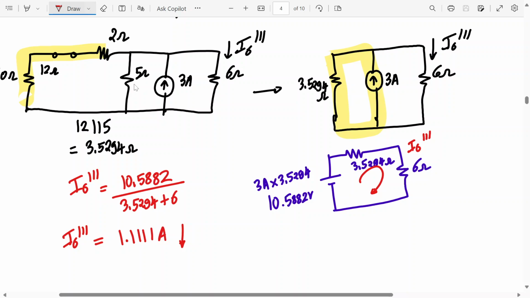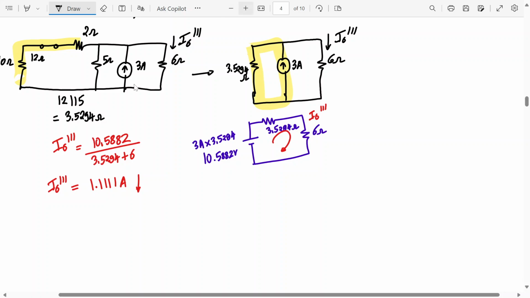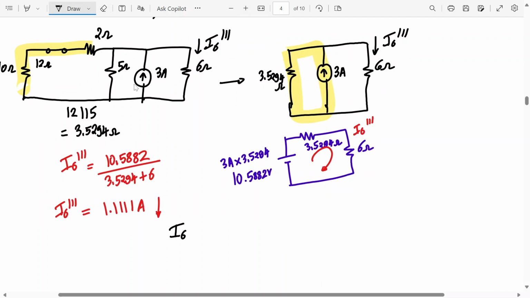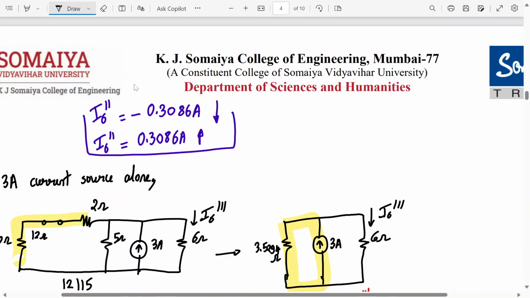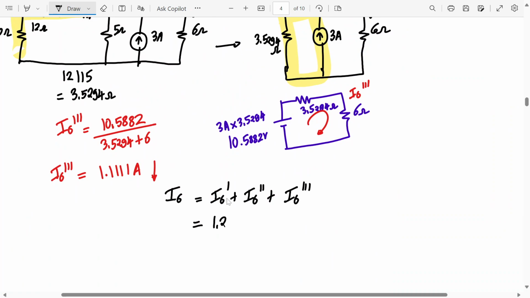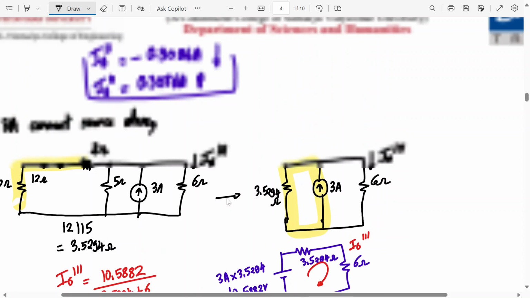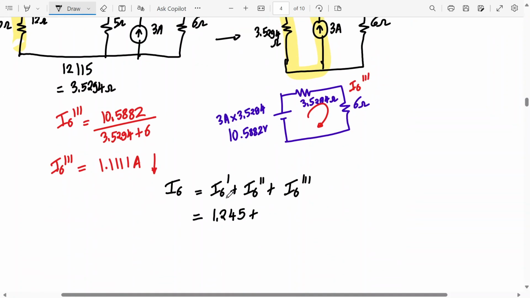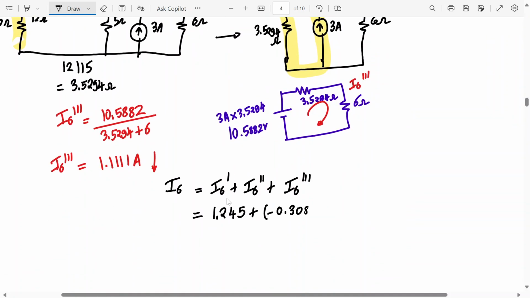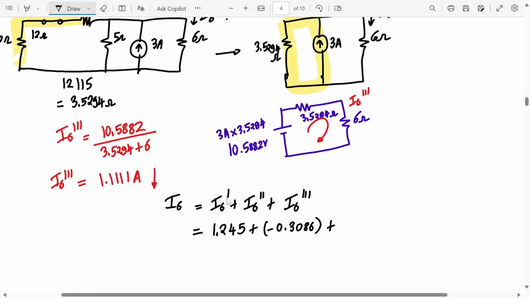So finally, by the superposition theorem, we can say I6 is I6 dash plus I6 double dash plus I6 triple dash. How much is I6 dash? 1.2345. How much is I6 double dash? Minus 0.3086. So it is minus 0.3086. Correct? And how much is I6 triple dash? 1.1111. So add them together. How much is I6? Can you tell me? It will be 2.03.